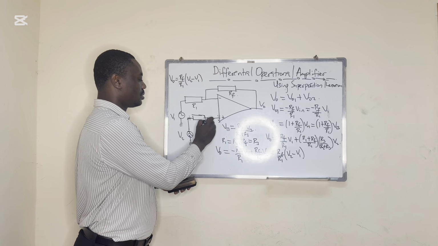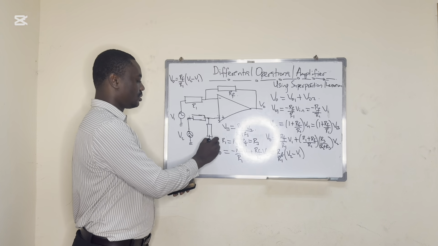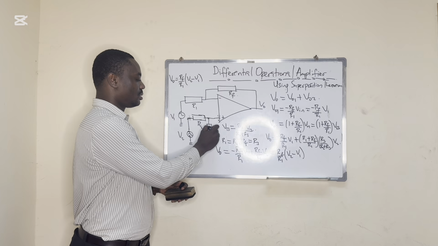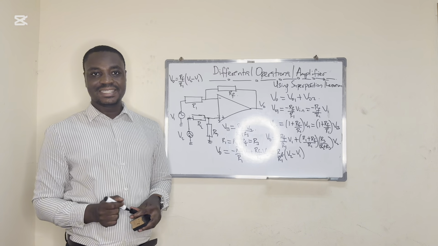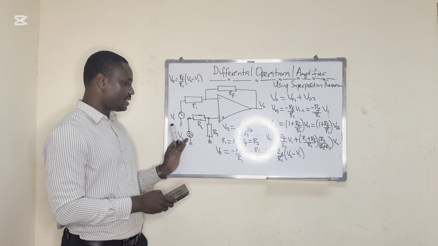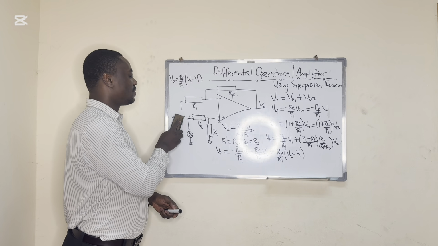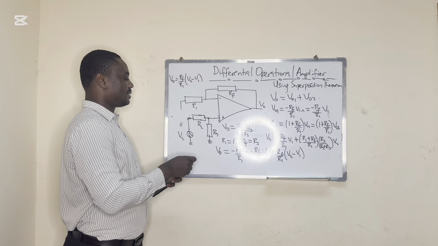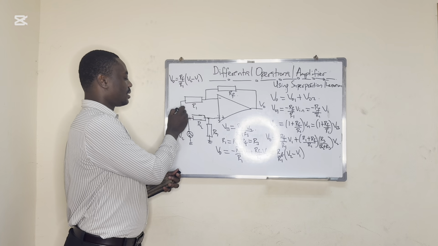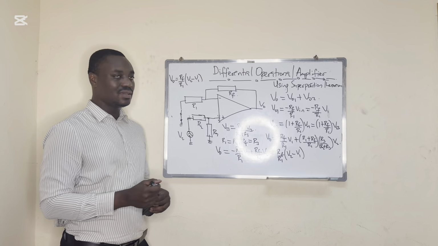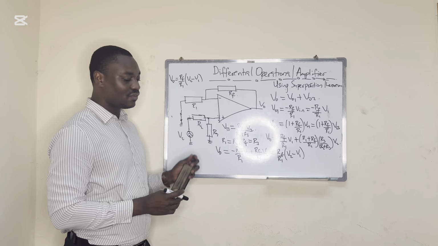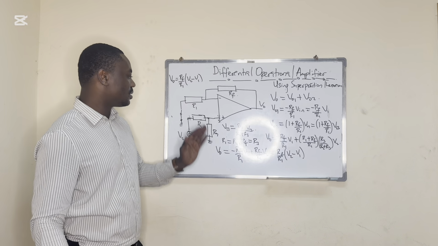Then we have to get now the second output due to V2 acting alone. So this time V2 is acting alone, meaning V1 is going to be turned off, and it's being turned off by connecting a wire. That means you also keep the voltage there, V1. So we have something of this nature.